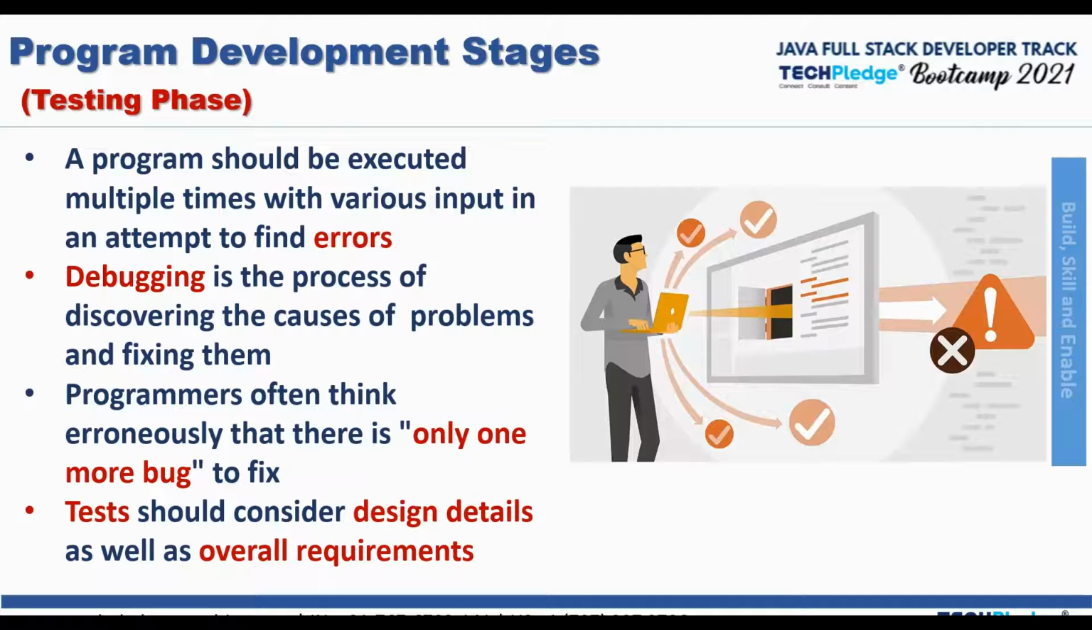And finally comes the testing phase, in which you see whether the software is running without errors. If it has errors, then we have to debug it. If there are no errors, then we are fit to give the software away and deploy it to our customer. Okay, so these are the different stages of program development.